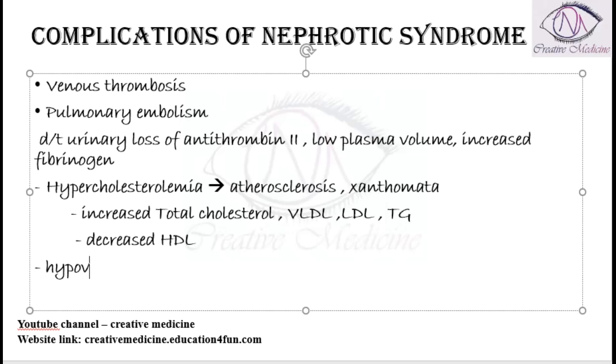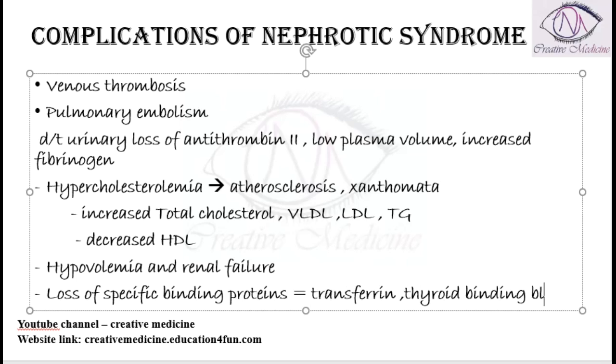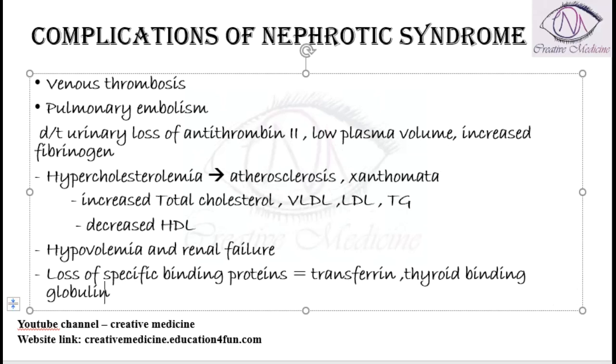In nephrotic syndrome, the patient will present with hypovolemia, and renal failure can also occur. There is also loss of specific binding proteins seen in nephrotic syndrome. These binding proteins, like transferrin, are lost, and thyroid binding globulins are also decreased in nephrotic syndrome.